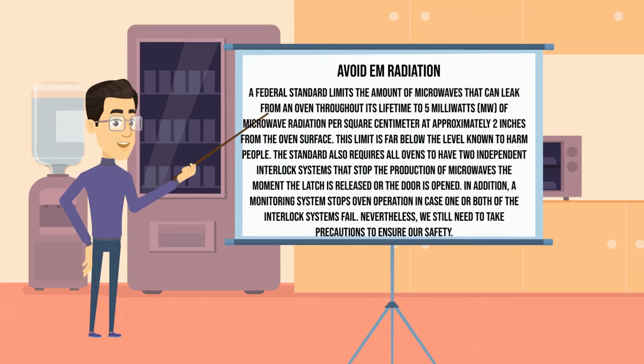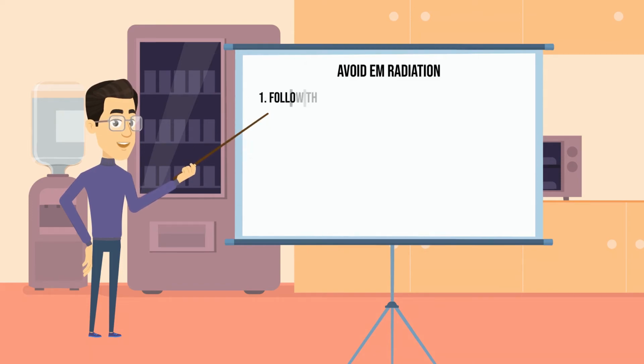The standard also requires all ovens to have 2 independent interlock systems that stop the production of microwaves the moment the latch is released or the door is opened. In addition, a monitoring system stops oven operation in case one or both of the interlock systems fail. Nevertheless, we still need to take precautions to ensure our safety. Here are some steps that can be taken to avoid electromagnetic radiation waves.